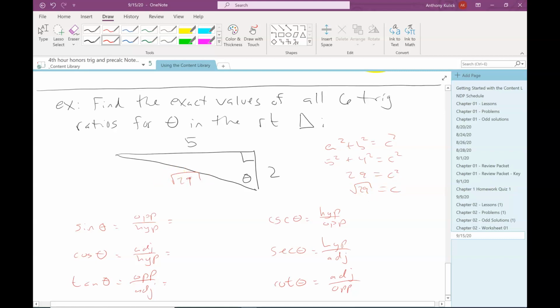Is everybody okay there? Since we asked for exact values, I'm not going to actually find the decimal for the square root of 29. Is everybody okay? Delaney? Yes, thank you. That probably makes a lot more sense. The end result was still correct. I just got going too fast, right?